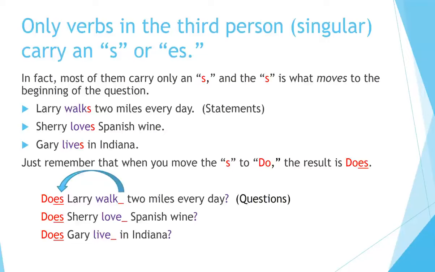Let's look at some examples of questions now. Does Larry walk 2 miles every day? The S comes off of walks and goes on to does. Does Larry walk 2 miles every day? Next, does Sherry love Spanish wine? Does Gary live in Indiana? See how the S moved from the main verb to the question word does.